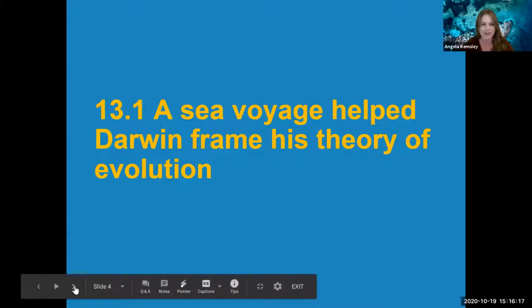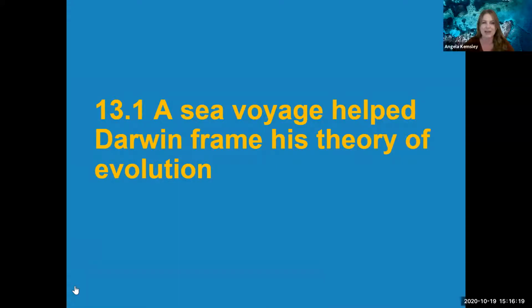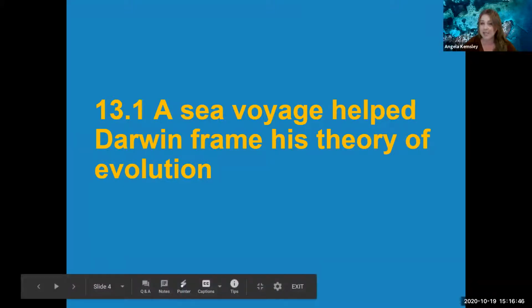A sea voyage helped Darwin frame his theory of evolution. And I want to preface this by reminding you of something we learned in the first week. When we talk about a theory in science, a theory is a big deal. A theory is something that is replicable. It's something that scientists have tested over and over again and have gotten similar or identical results every time. So gravity is a theory. A theory is a thing in science. So when we're talking about the theory of evolution, evolution is a thing.